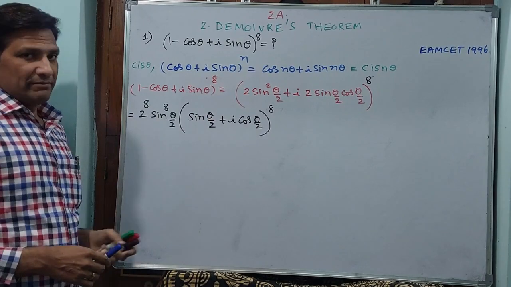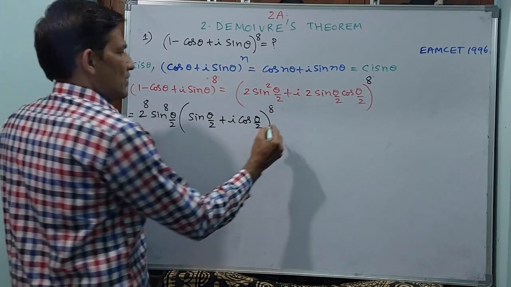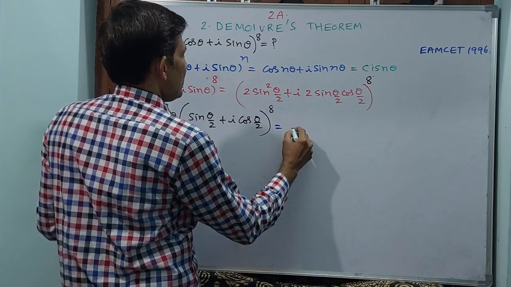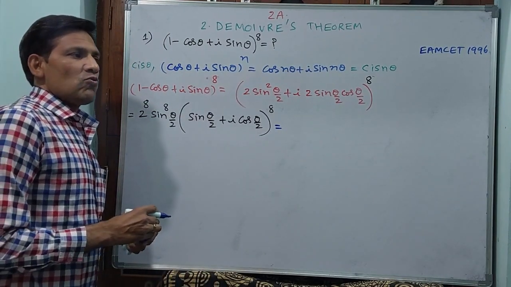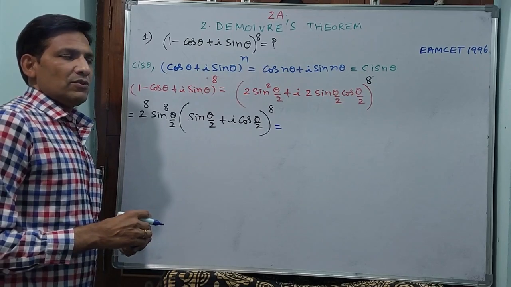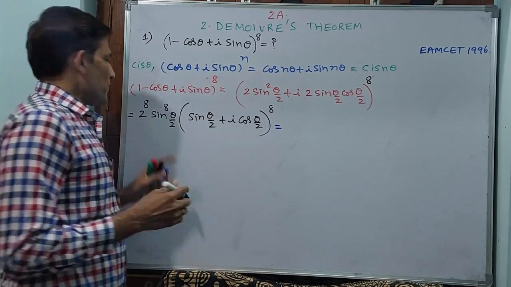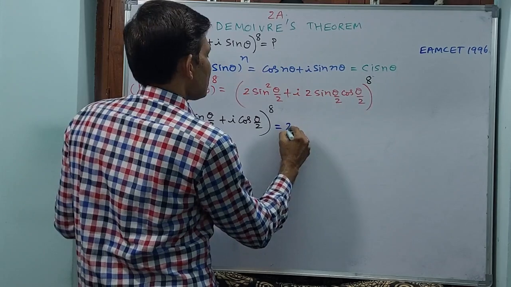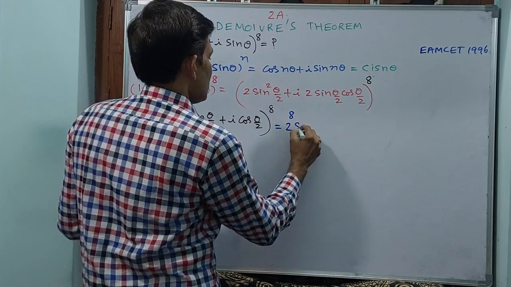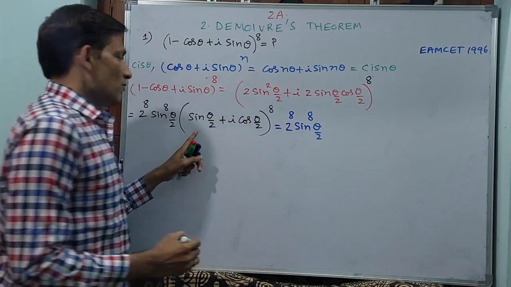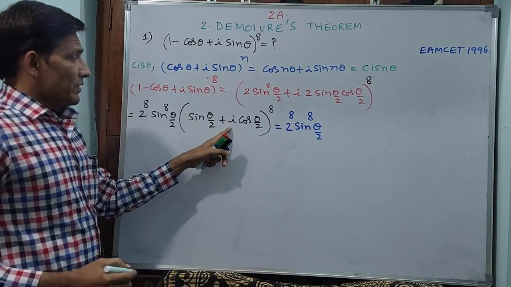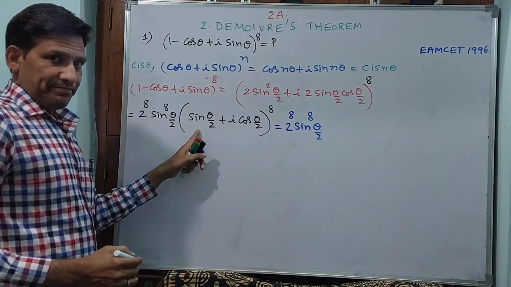You take i common. See what I am doing now. Observe carefully. 2 power 8, how much will it be? 256. 2 power 4 is 16. 16 into 16, 256. Shall I write 256 now or afterwards, at the last? Sine to the power of 8 theta by 2.